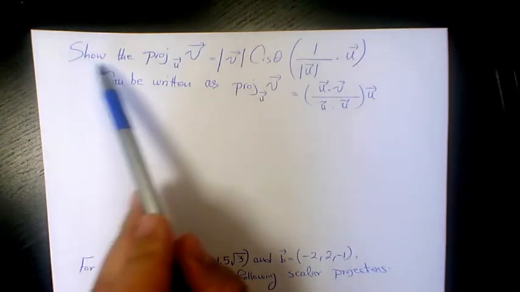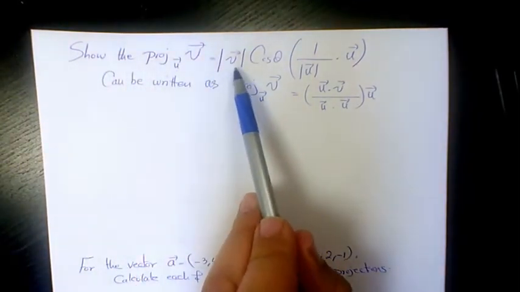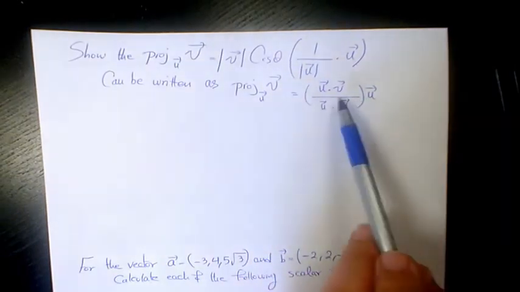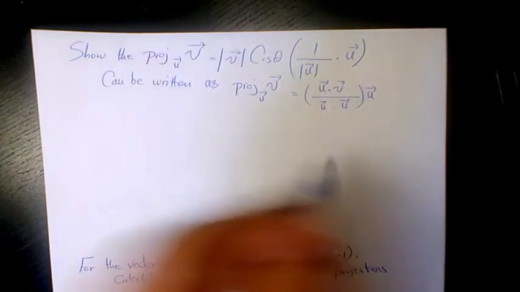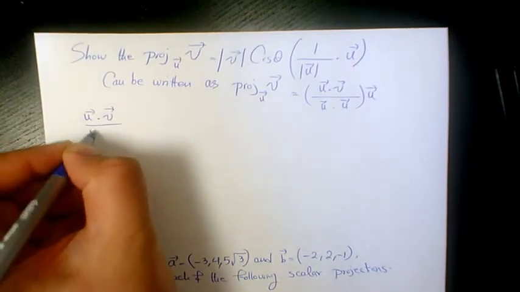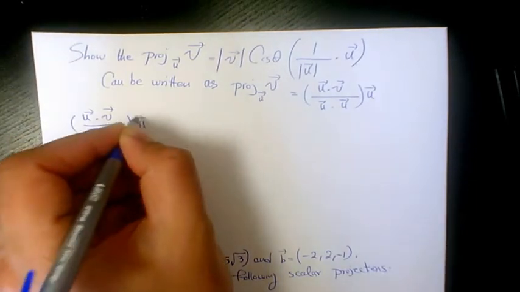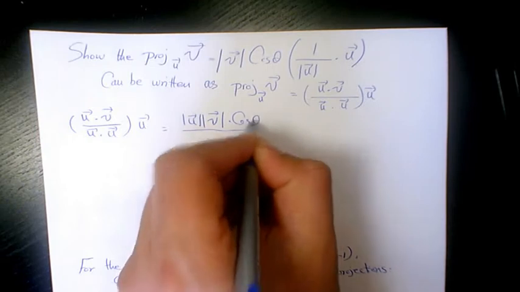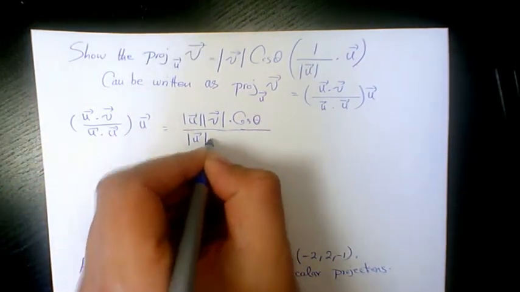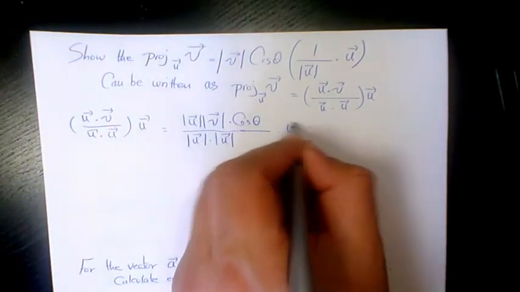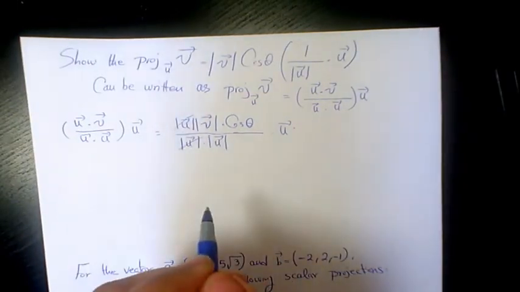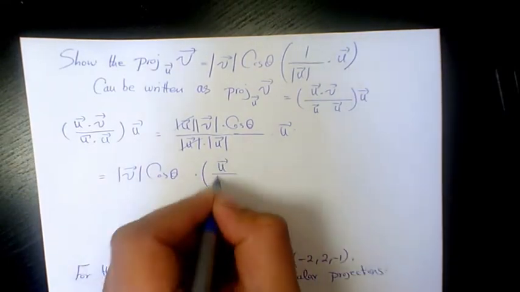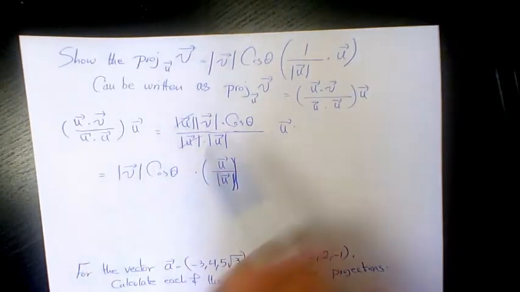Now in this example, it says show that the projection of V on U, which is the magnitude of V times cosine theta times U divided by the magnitude of U, can be written as the projection of V on U, which is equal to the dot product of U and V divided by the dot product of U and U, times U. So we can say the dot product of U and V divided by the dot product of U and U times U. Here, the dot product is going to be the magnitude of U times the magnitude of V times cosine theta, divided by the magnitude of U times the magnitude of U times cosine 0, which is 1, so I don't write anything. So then U and U cancel out, and then I can take V cosine theta out, and here we have U over the magnitude of U, which is what we have in here.